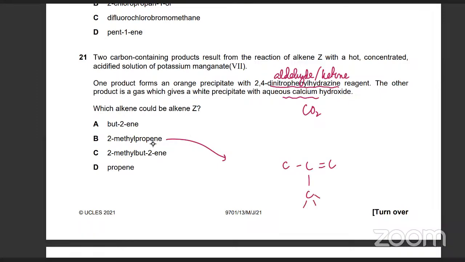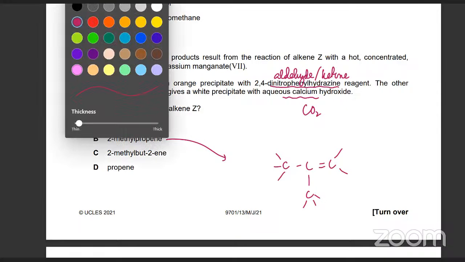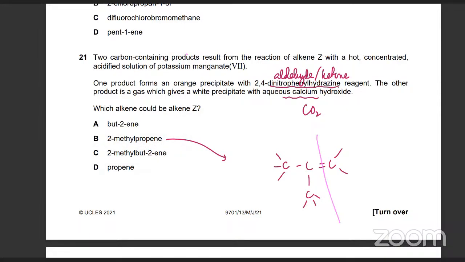this will have 3 H's. This will have 3 H's as well. So this is exactly the alkene that we are looking for because the double bond will break. One of the carbons has 2 H's attached to it, so it will turn into carbon dioxide, while the other carbon has 2 carbon chains attached to it, so that is going to turn into a ketone. So it's definitely going to be B.